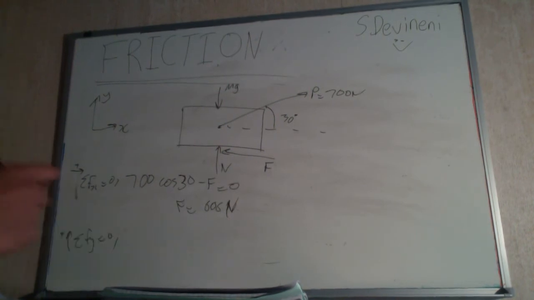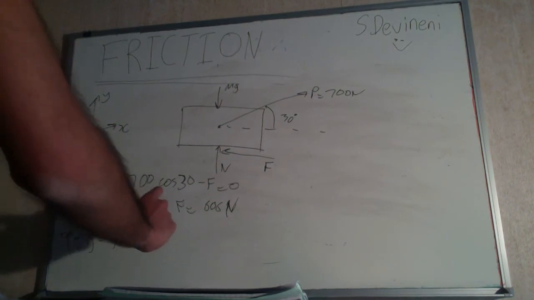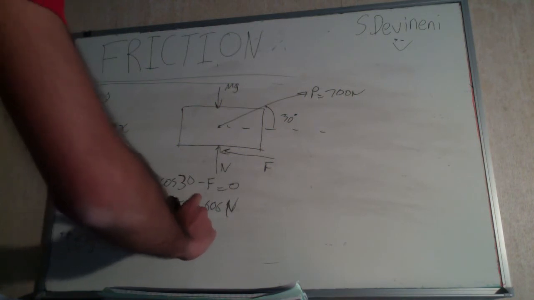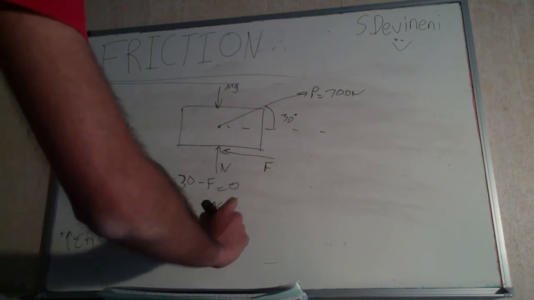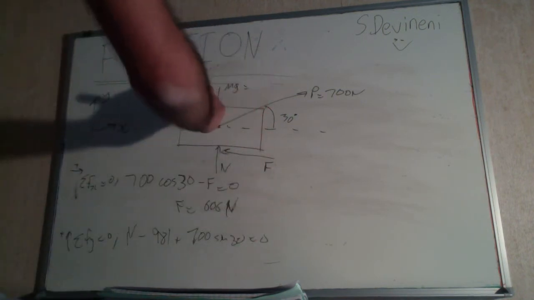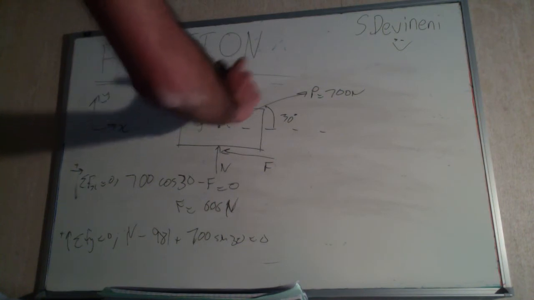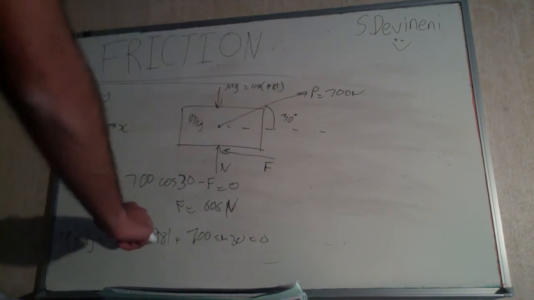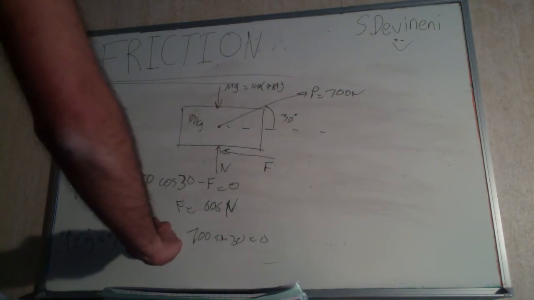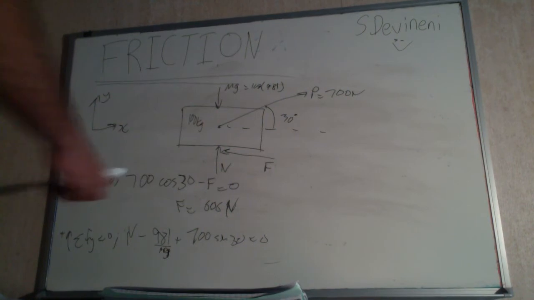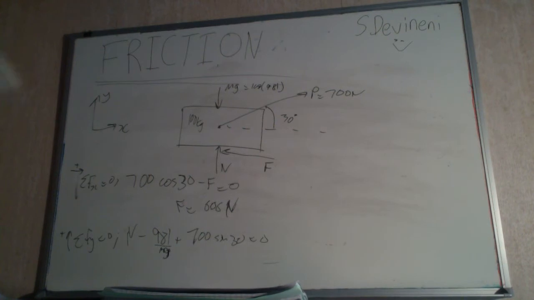Again, pretty basic stuff really. N minus 981 plus 700 sin 30 equals 0. mg equals, this is 100 kilograms, by the way, so 100 times 9.81, which is 981 there. So I'll just write that here: mg. And 700 sin 30. 700 cos 30 is the x component of this P. 700 sin 30 is the y component of the P. We're just finding N and F.